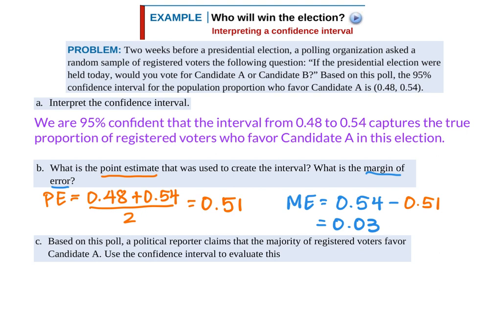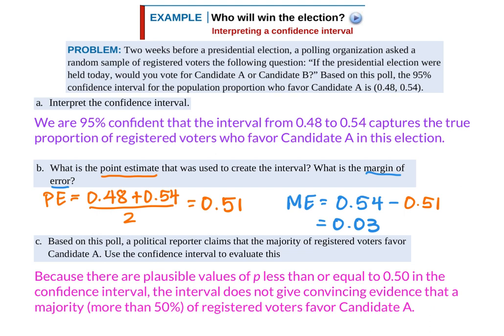And then third, based on this poll, a political reporter claims that the majority of registered voters favor candidate A. Use the confidence interval to evaluate this. So, what would we tell the reporter? Because there are plausible values of p, the parameter for the population, less than or equal to 50% or 0.50 in the confidence interval, that interval does not give convincing evidence that a majority, which is more than 50%, of registered voters favor candidate A.